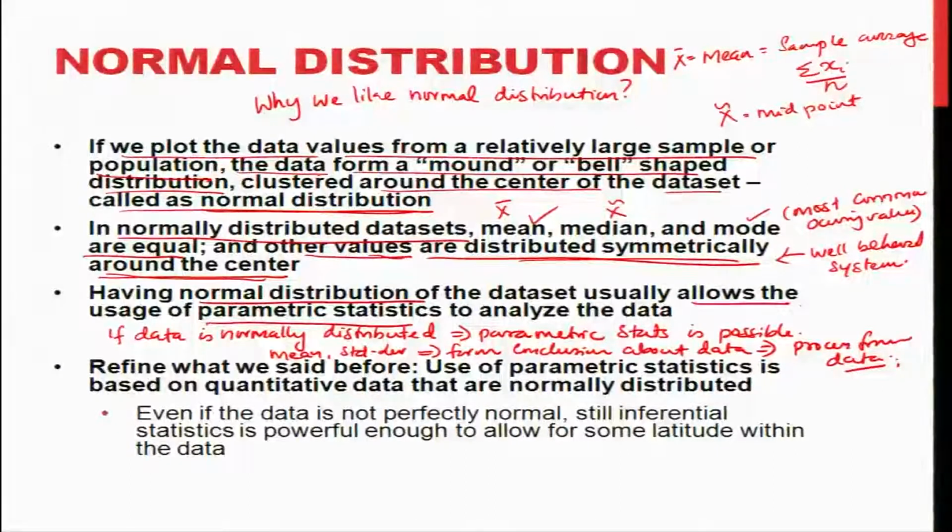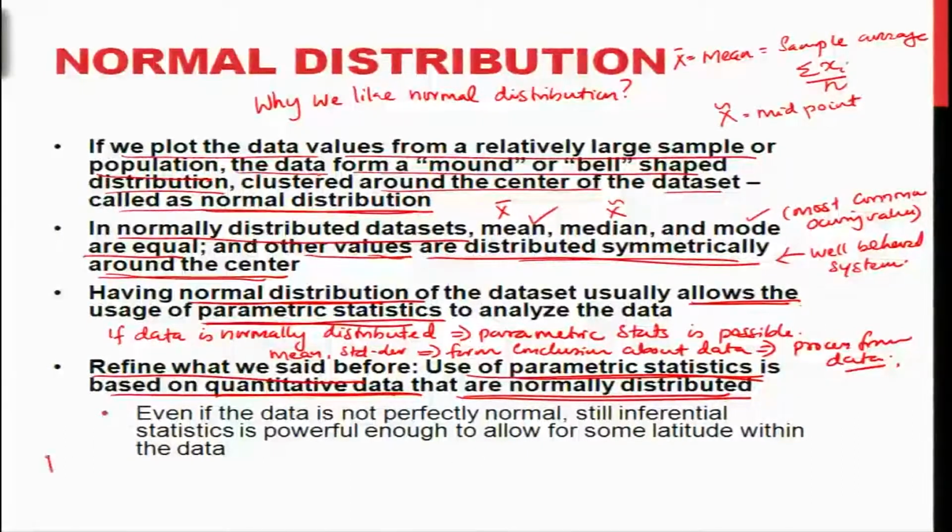If it is not normally distributed, then we use what we call non-parametric statistics. But for parametric statistics, there are quite a lot of tools and it is a quite well developed system. So, if you can get a normal distribution, it makes our analytics life quite easy. Refining what we have said before, use of parametric statistics is based on quantitative, numerical data that are normally distributed.